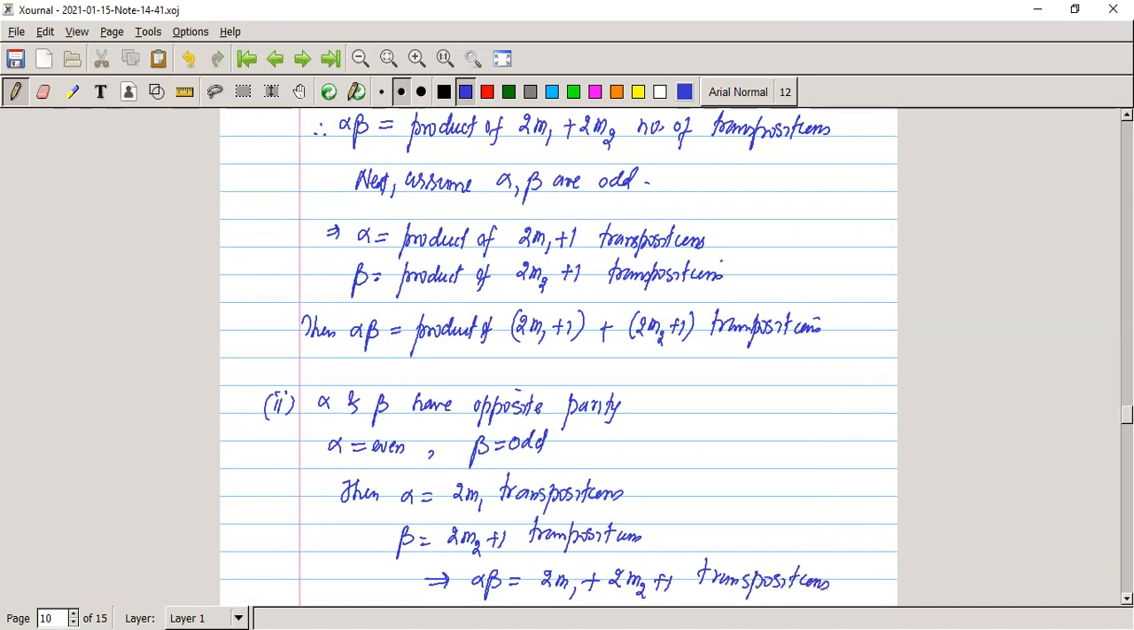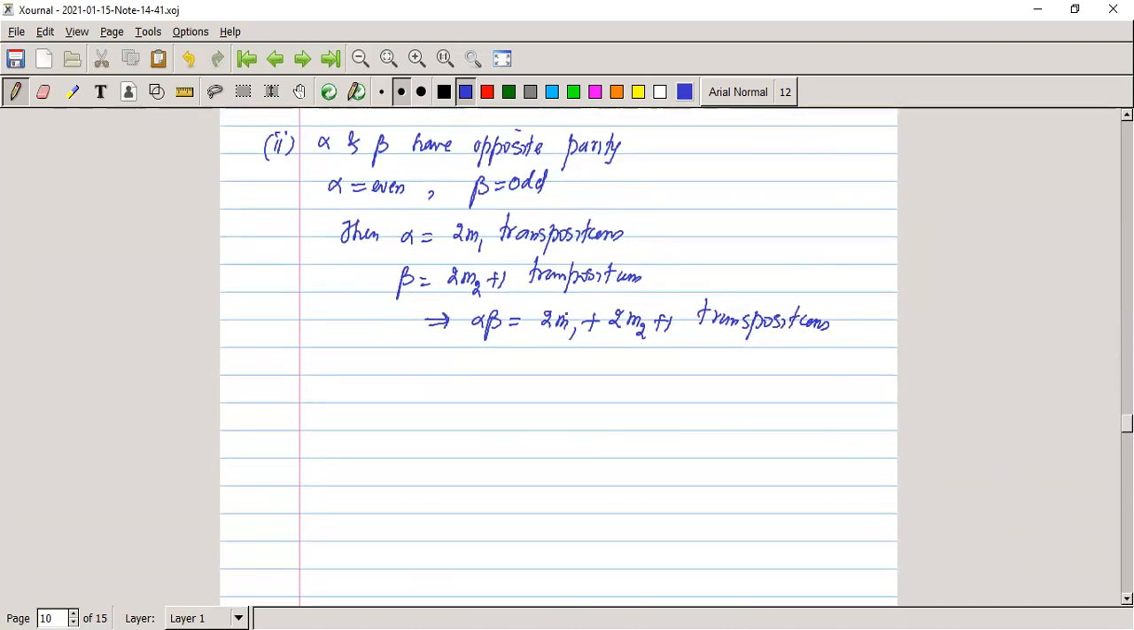Now since the sum of an even number and an odd number is always an odd number, therefore in this case alpha into beta will be an odd permutation. And similarly if we choose alpha to be an odd permutation and beta an even permutation, we will arrive at a similar conclusion. So we can proceed toward the third part, beta alpha beta inverse.